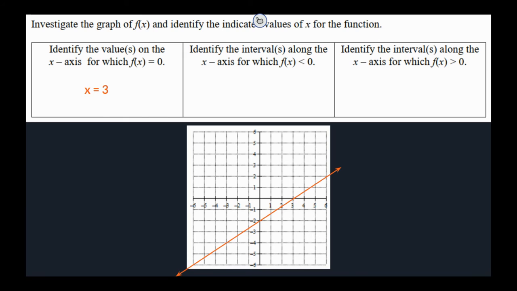And we need the interval along the x-axis for which f of x is less than 0. What does f of x less than 0 look like on the graph? Below the x-axis, and it's always going to be below the x-axis from -infinity up to 3. Are we going to include 3? No. So -infinity up to 3. And the interval along the x-axis for which f of x is greater than 0, what does that look like on my graph? Above the x-axis. So what's my interval? 3 to infinity.